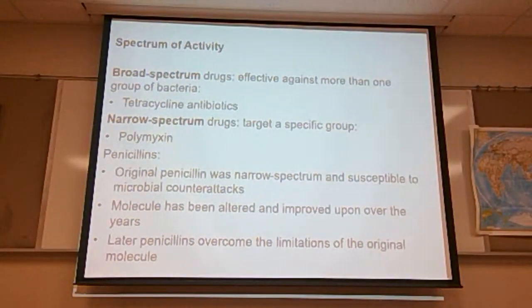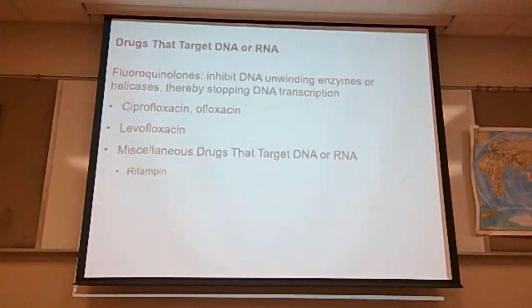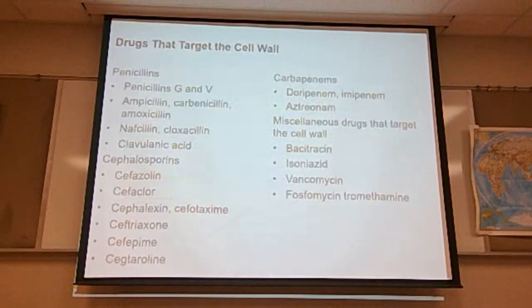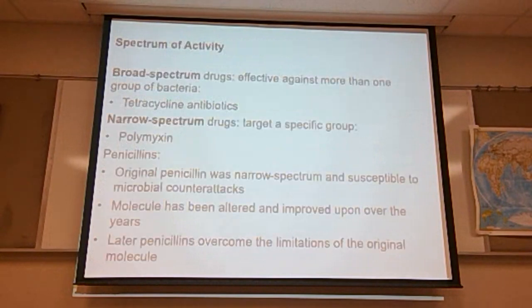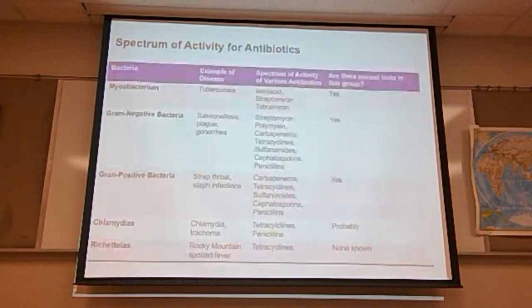Original penicillin was a narrow spectrum and susceptible to microbial counterattacks. The molecule can be altered and improved, and was altered and improved over the years. Later penicillins have overcome the limitations of the original molecule, and if you look back here, you see it says penicillin G and penicillin V. So there are various forms of penicillin and then all of these other cillin groups that have been developed.